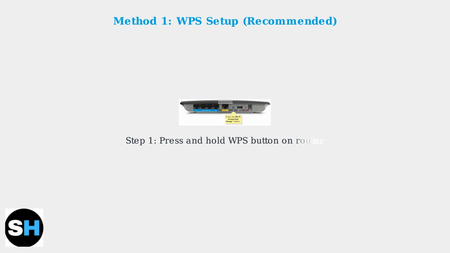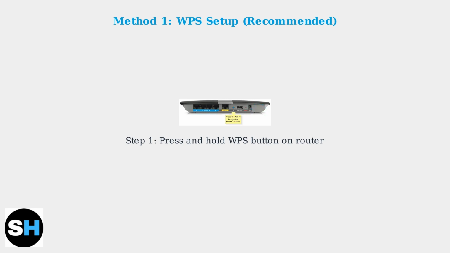The Epson XP-2205 offers easy wireless printing capabilities through both standard Wi-Fi and Wi-Fi Direct connections. This guide will show you the quickest methods to get your printer connected. The fastest way to connect is using WPS, or Wi-Fi Protected Setup, if your router supports it. This method requires no password entry and connects automatically.